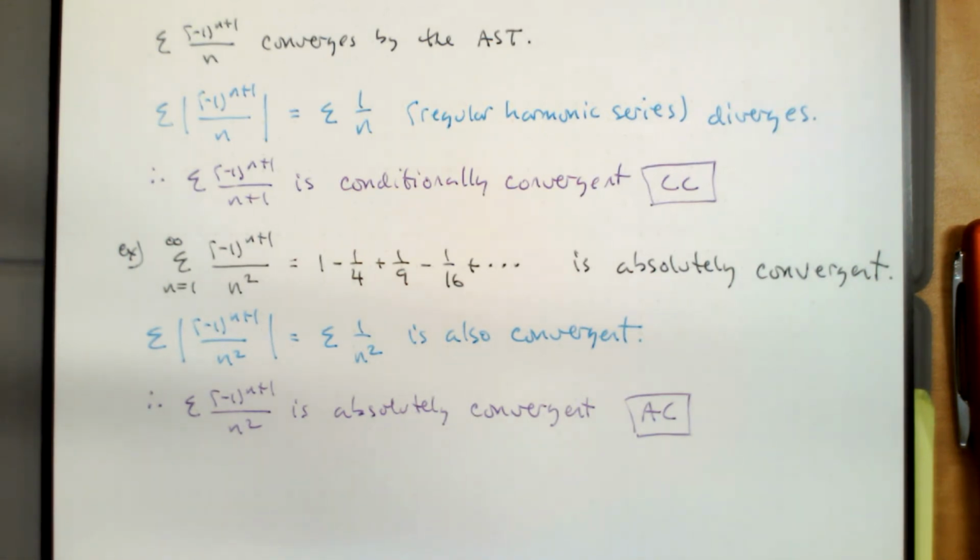Okay. I know the series converges because it's a P series with P equal to 2, which is greater than 1. The fact that it's alternating just makes it converge faster and to a different amount. So the alternating is not the important factor here. 1 over n squared overrules the alternating.